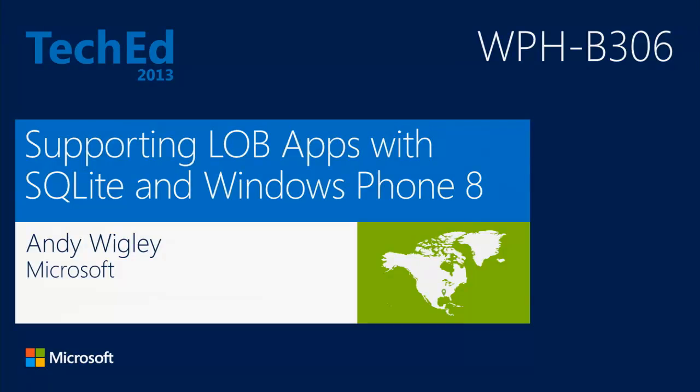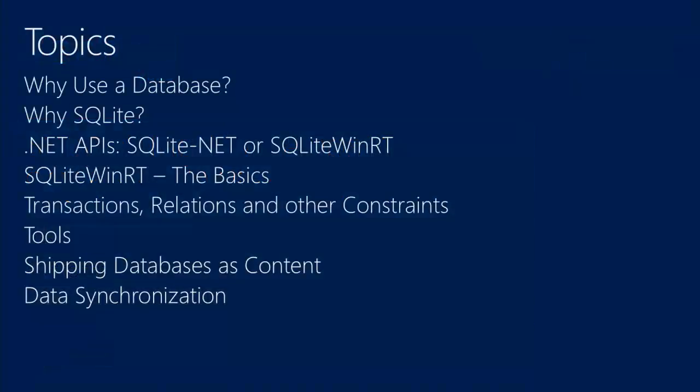Right, so this session, I'm going to talk about supporting LOB apps with SQLite, the SQLite database as a client-side database. The topics are going to be, first of all, just check you really need a database, because there are simpler ways for storing your data that may be appropriate for your apps. But having established that you do want a database on the client side, then why in particular SQLite database? Because we've got other ones that are available for Windows Phone and that are already in the SDK. So why another database? And indeed, why two different APIs?